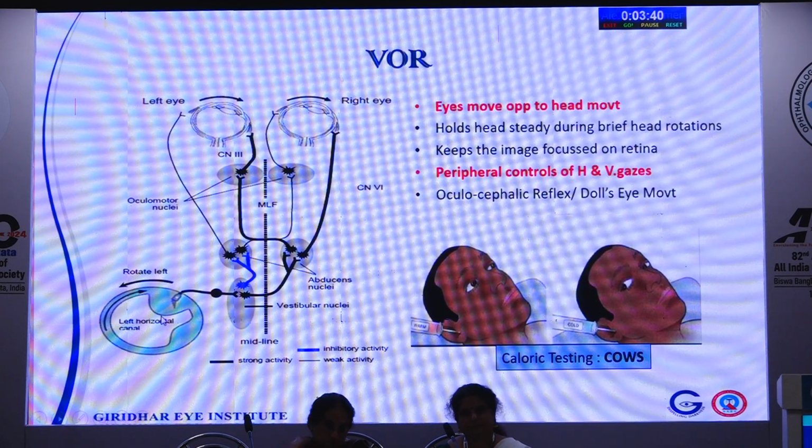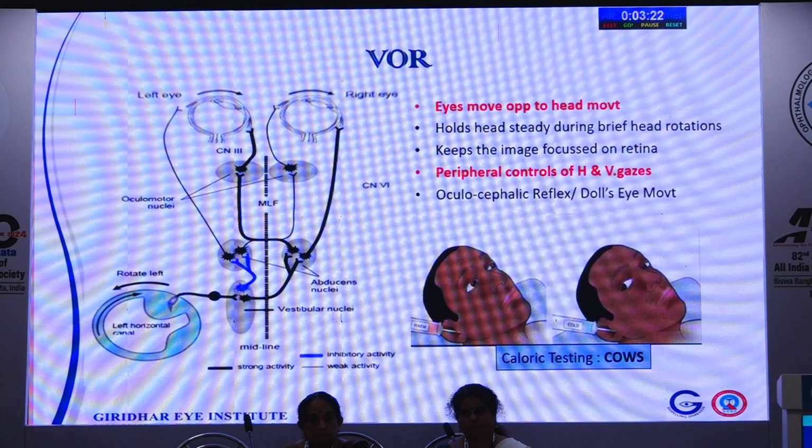So when you move your head to one side, the same sided horizontal semicircular canal is stimulated, the vestibular nucleus is stimulated, and the command goes to the opposite abducent nucleus, to the same sided lateral rectus, and via the MLF to the contralateral medial rectus, and a conjugate movement to the opposite side happens. So this is the basic pathway.